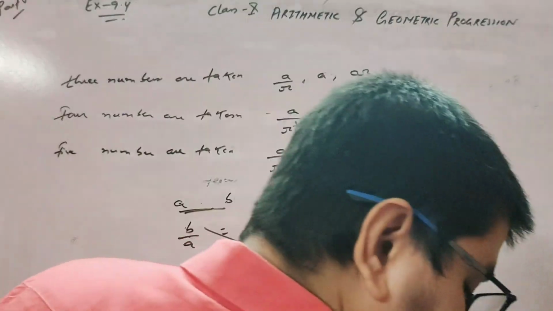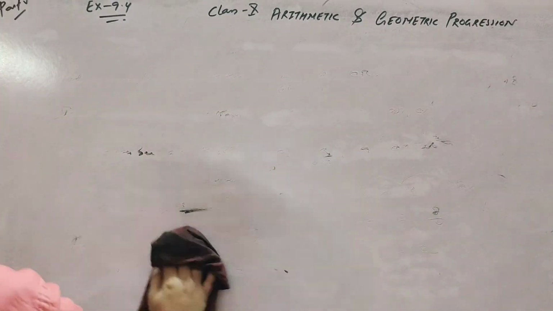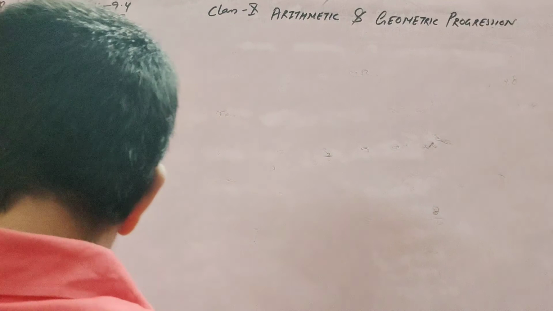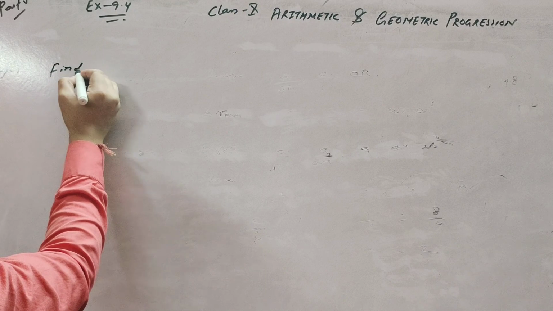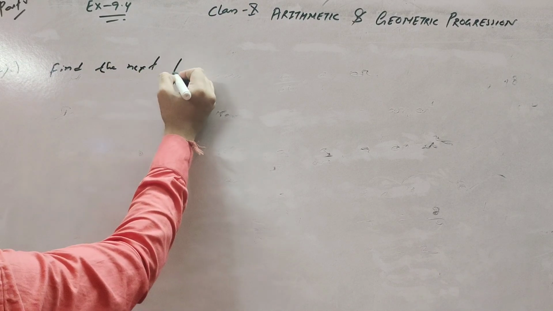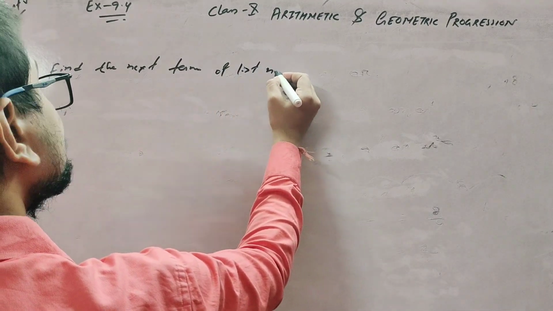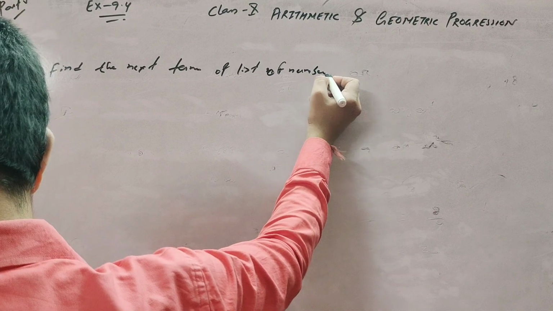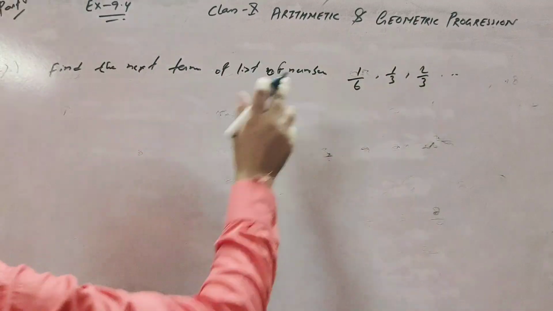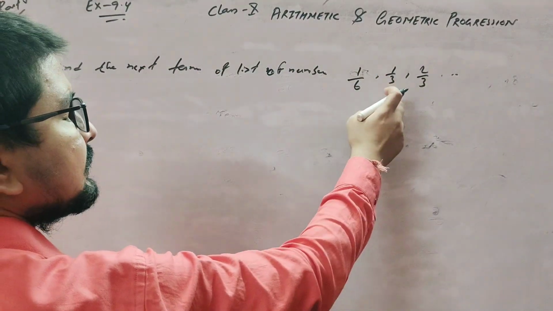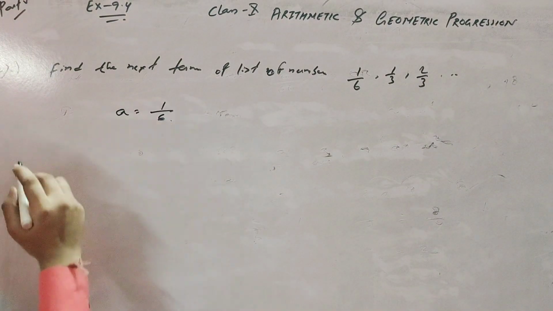So today we start from question number 2.1. Find the next term of the list of numbers 1 by 6, 1 by 3, 2 by 3. Find the next term. We know that this is the first term, this is the second term, this is the third term. Find the fourth term. So first of all you see 1 by 6 is the first term.